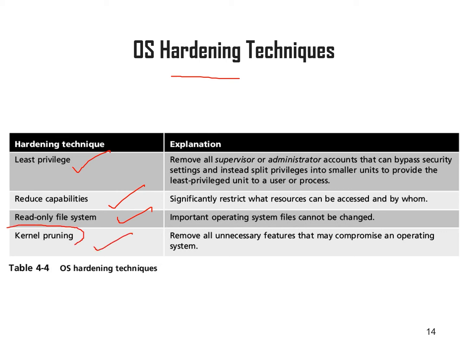Kernel pruning is a very important concept. It removes all the unnecessary features that may compromise an operating system. What does read-only file systems mean? I can make modifications to file access so that important operating system files cannot be changed. I can give privileges and authorization, security, for particular files. Reduced capabilities significantly restrict what resources can be accessed and by whom. Right? So this is reducing the capabilities. Least privileges.